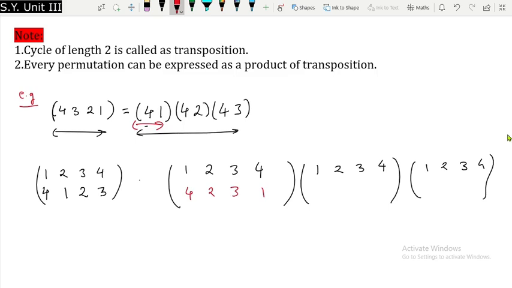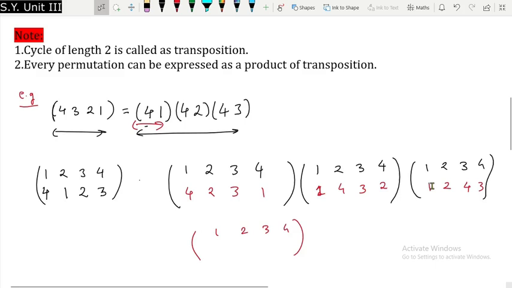What about the second element? 4 is mapping to 2, 2 is mapping to 4, and the rest of the elements are fixed. Next, 4 is mapping to 3, 3 is mapping to 4, rest of the elements are fixed. Now let us take the product and see, do we get the right hand side or left hand side or not.